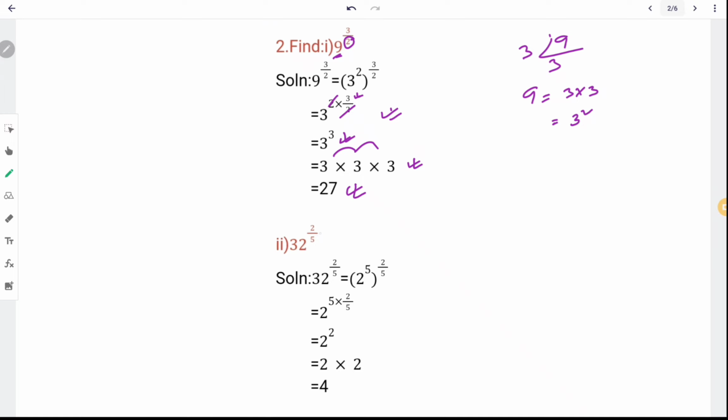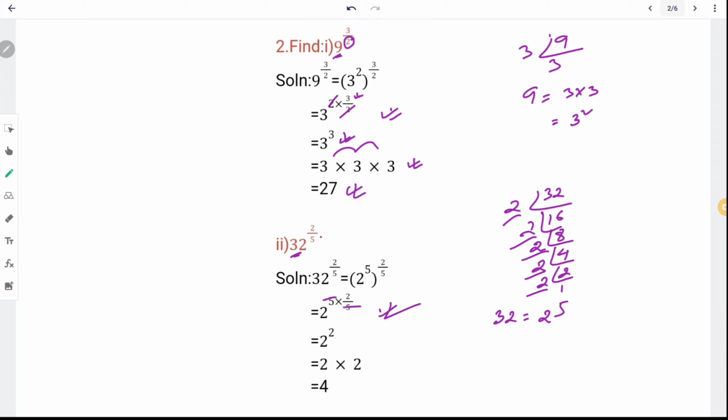Once again, look at the power again, 2 by 5, and look at the base, 32, right? So the base, we'll try to find it in terms of to the power 5. So 32, if I find the factors, 2 16s are 32, then 2 8s are 16, then 2 4s are 8, then 2 2s are 4, then 2 1s are 2. So you can see that 32 can be simply written as 2 to the power 5. 1, 2, 3, 4 and 5. Okay, you can already see here.